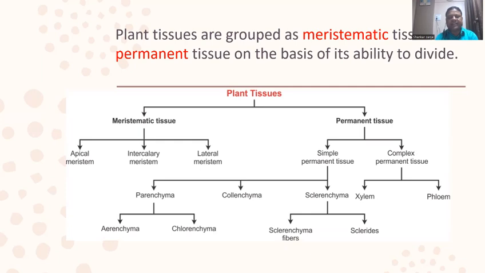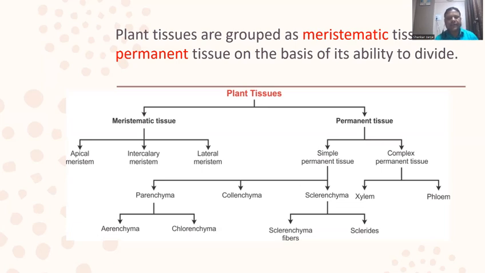Intercalary meristem present at the nodal region, they increase the length of internode as well as they form branches. And lateral meristem constantly divides to increase the girth of plant, diameter of the plant. Then see here, permanent tissue is divided into simple permanent and complex permanent. Simple permanent tissue is further divided into parenchyma, collenchyma, sclerenchyma.